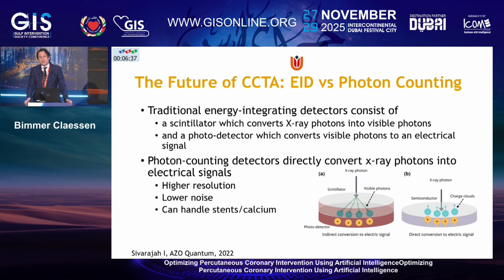But if there is significant disease, and those of us who've got some experience with CCTA will notice, the CT really overestimates the amount of atherosclerosis. But photon counting may be a game changer in this field. Now, photon counting detectors can directly convert single X-ray photons into electrical signals. And this allows for a higher resolution with lower noise, and it can handle stents and calcium because it will not have to deal with blooming artifacts when we're doing these assessments.